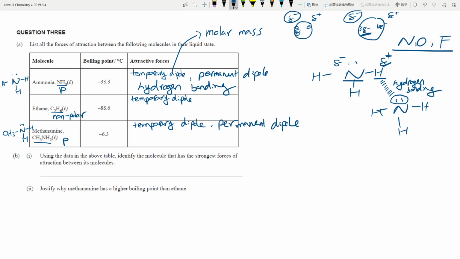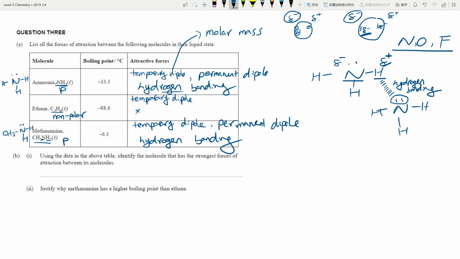Okay, so you must have hydrogen bonding with N, O, F. So this NH3 has hydrogen bonding, this doesn't have hydrogen bonding, and then your nitrogen bonding to hydrogen, so this has hydrogen bonding as well. Okay, so I'll explain those in a little bit more detail.